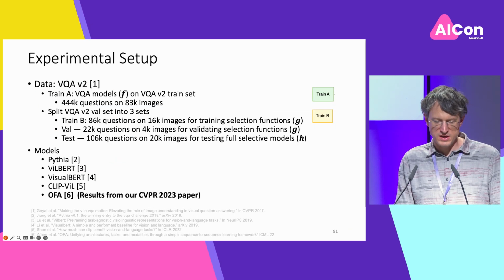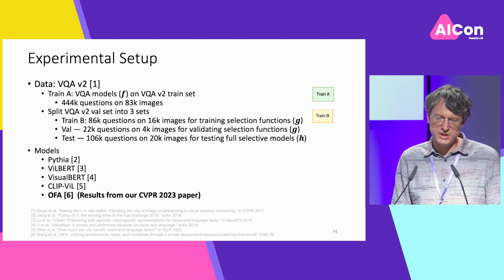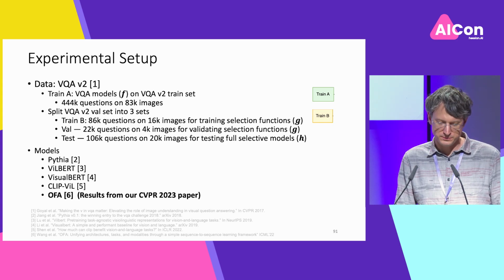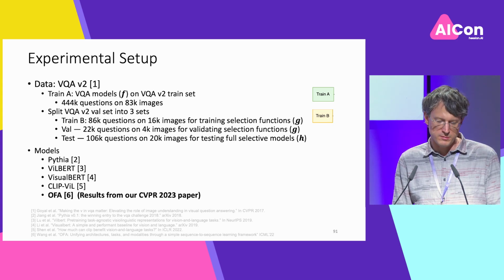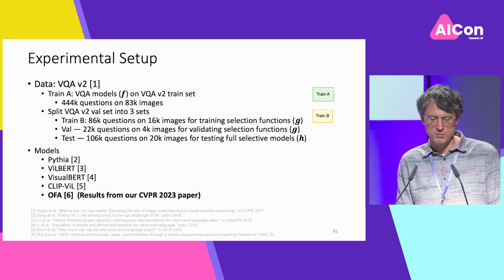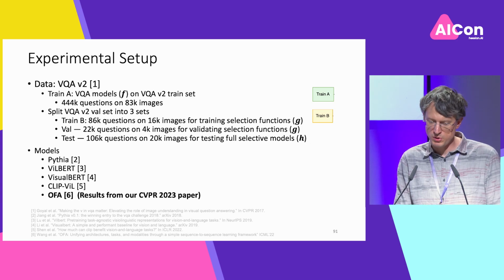So here we look at the visual question answering task, and we have a data set A, the training set A, which we use to train the model F, and then a data set B, or train B, where we train the selection function. We evaluated multiple models, but here I'll focus on the best model which we evaluated most recently, which is the OFA model.